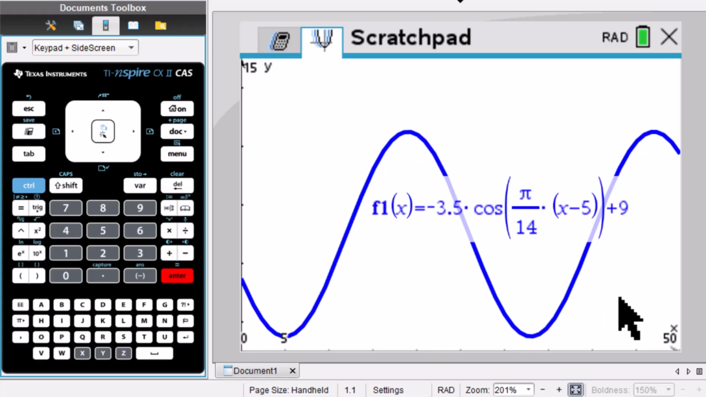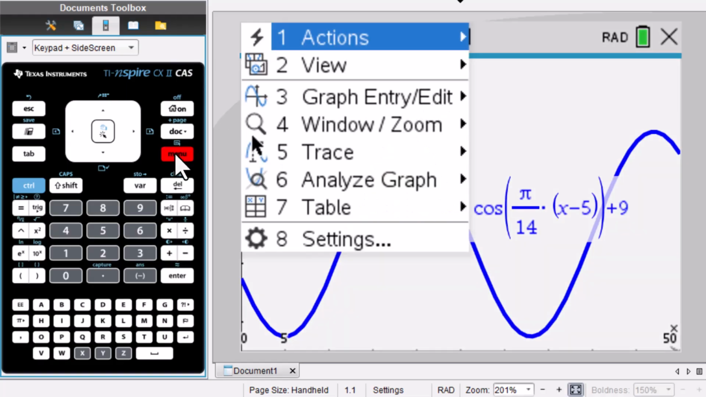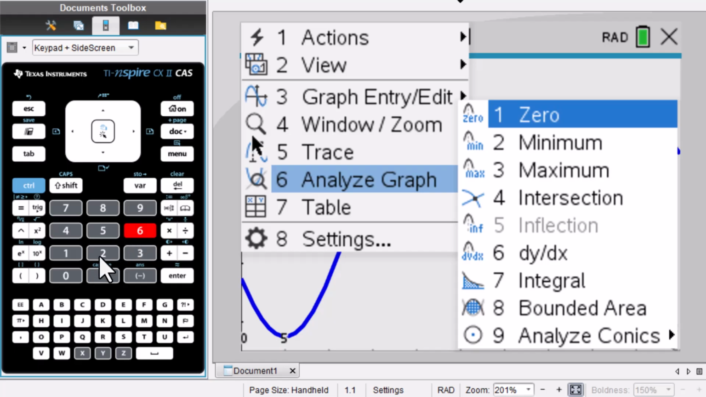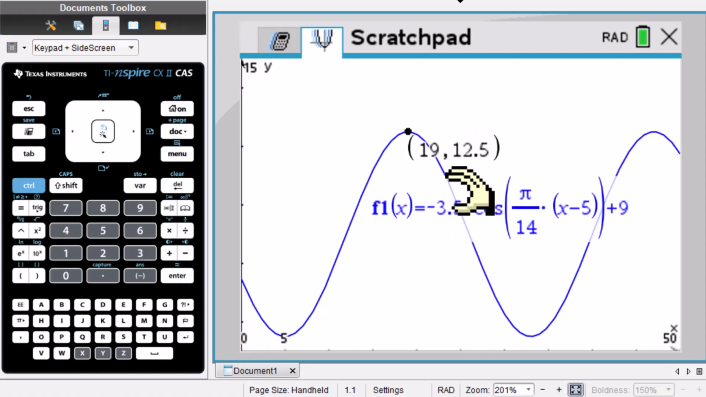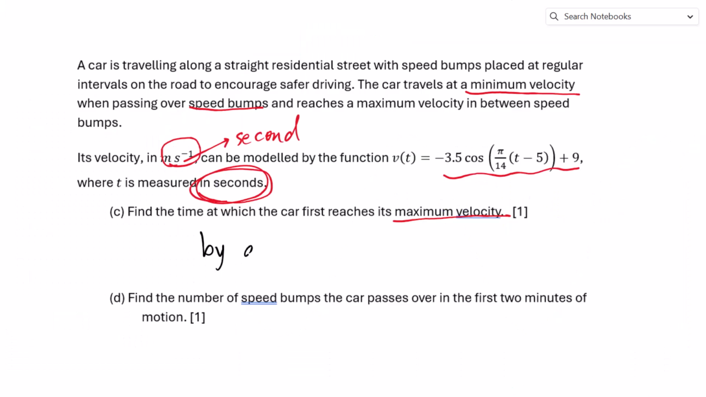So you have to know how to change the window setting so that you can get a nice graph. We are looking for this maximum value. Go to menu, 6. Maximum is 3, at t equals 12.5, by graphing. Since this is only 1 mark, you don't have to show any work.